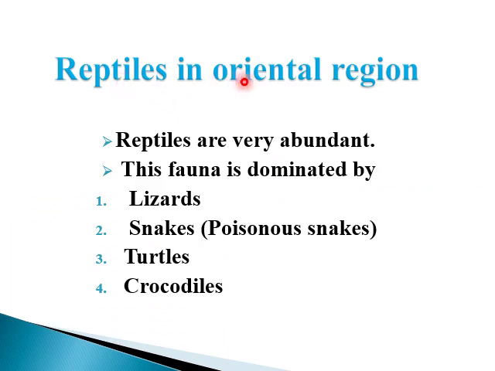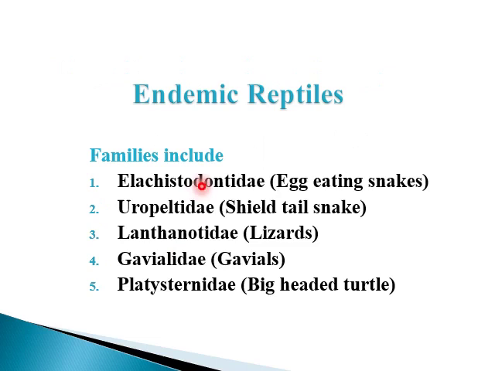If we talk about the reptiles present in the Oriental region, the reptiles are very abundant. This reptile fauna is basically dominated by lizards, snakes, in which poisonous snakes are most common, turtles, and crocodiles. If we talk about the endemic reptiles present in the region, we will discuss only the families that are important and endemic in this area.